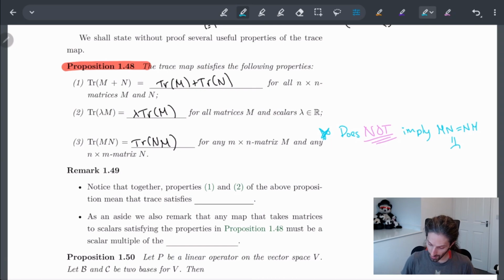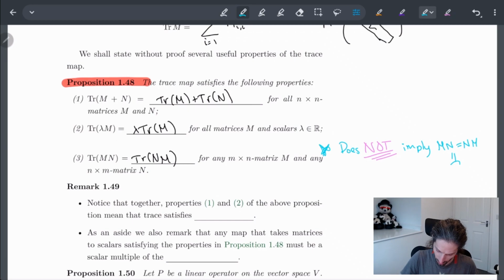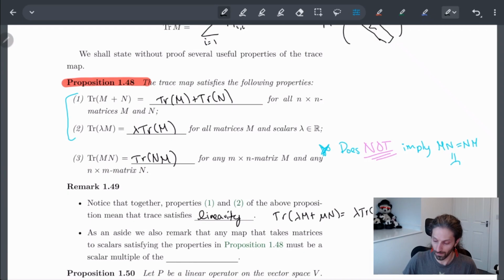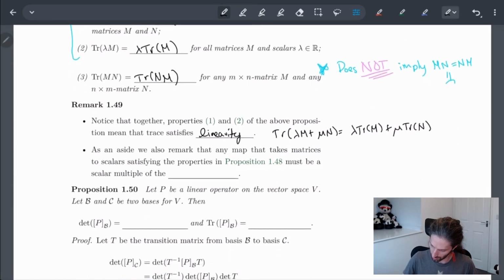So it's nice. Now, if we look at the trace, these first two properties should make you think of something we've been seeing quite a few times already, and that is precisely the idea of linearity. These two properties are basically giving us linearity. In other words, the trace of lambda M plus mu N is just lambda trace of M plus mu trace of N.